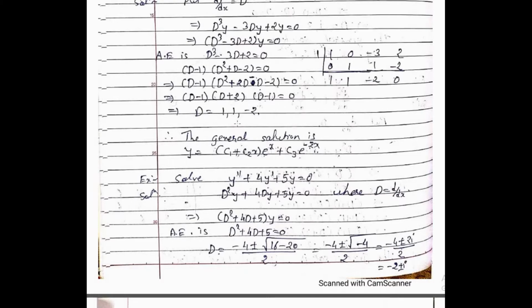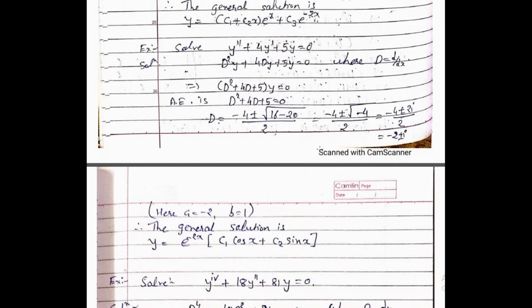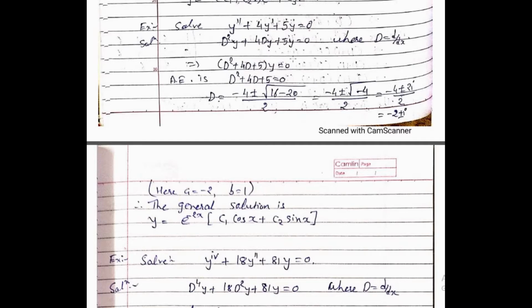So for repeating real, you have to apply (c1 + c2x) e raised to mx. M is 1, so e raised to 1x. And this is distinct, so c3 e raised to -2x. In the same manner, that will give you the general solution (c1 + c2x) e^x + c3 e^(-2x).